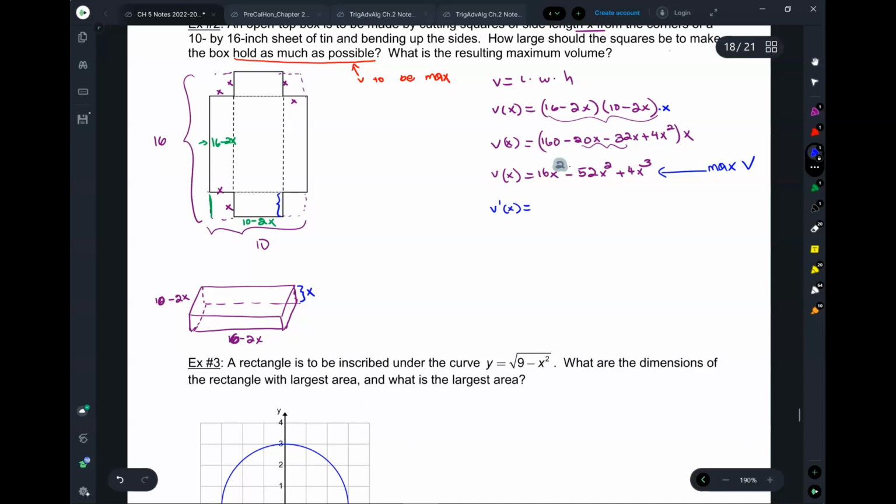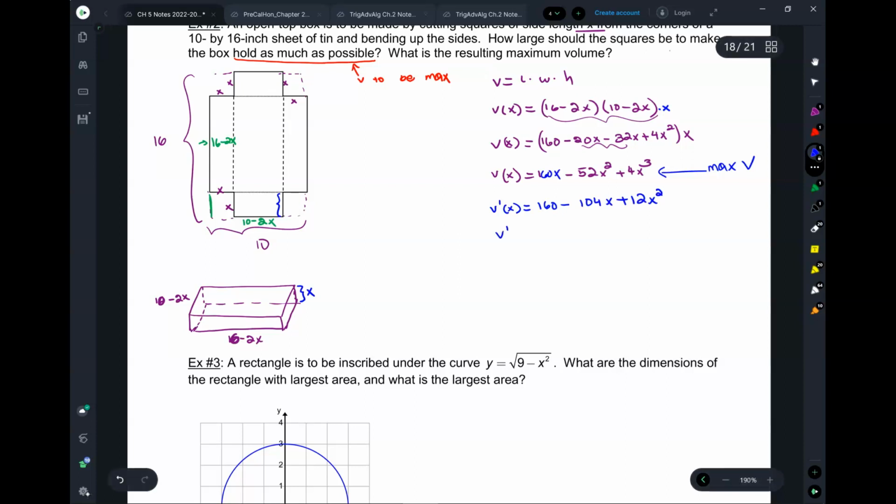Sorry, this is just a 16. I'm sorry, I wrote that wrong. This was supposed to be 160x. Okay, so let's take a derivative. I get 160 minus 104x plus 12x squared.